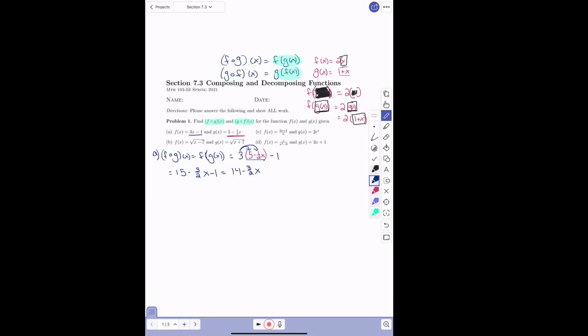Okay. Then the other part of part 1 that we need to do is g of f of x, which is equal to g of f of x. So now this time we're going to do just the opposite. I'm going to write out my g of x, which is 5 minus 1 over 2 times x. And where the x is, I will go ahead and plug in my f of x here, which is 3x minus 1.